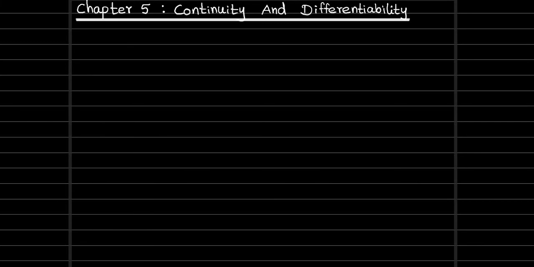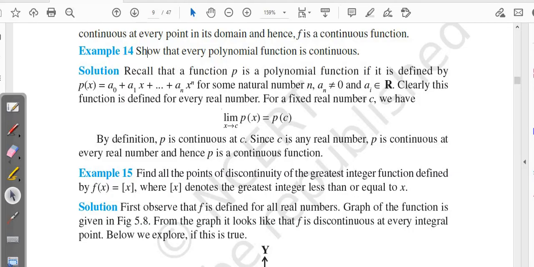In this video, we are going to see for CBSE Board Grade 12 Maths Chapter number 5, Continuity and Differentiability. Already in the last videos, I have posted the solution explanations of example 1 to example 13, and in this video, we are going to see the solution of example 14. So what is given here? Show that every polynomial function is a continuous function. So what they're asking us to prove is that every polynomial function is a continuous function.